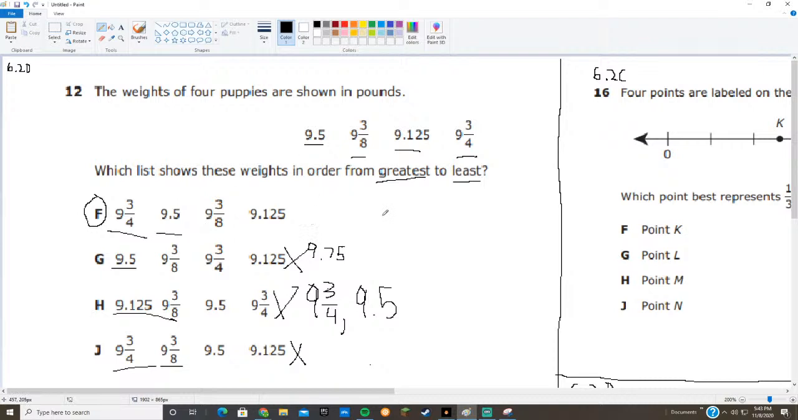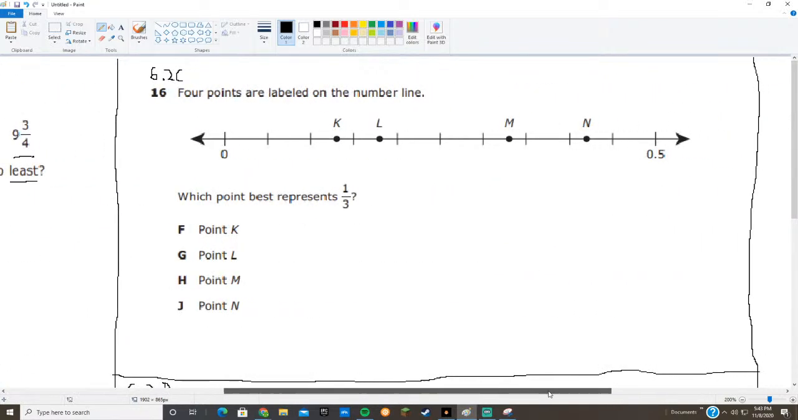So the basic of that question is just knowing how to convert fractions into decimals and knowing which numbers are larger than the others and which numbers are smaller. Let's go on to the next question.